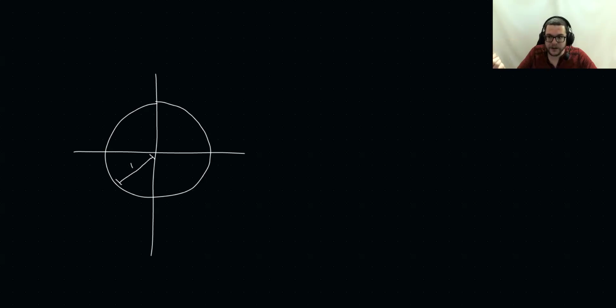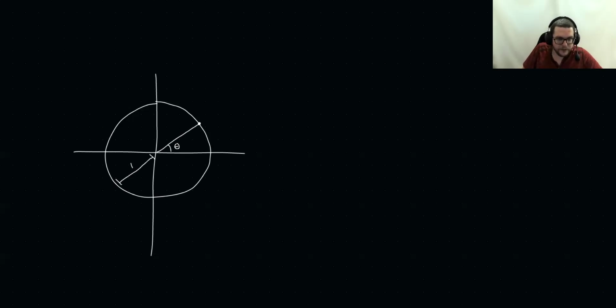Remember as well that we measure the angle in this way, counterclockwise from the positive x-axis, right? So if I were to draw a ray from the origin to this point here, this angle would be the angle that we typically talk about. That's our theta. That would be a positive angle because it's in the counterclockwise direction. If you had a negative angle, it would extend in the clockwise direction.